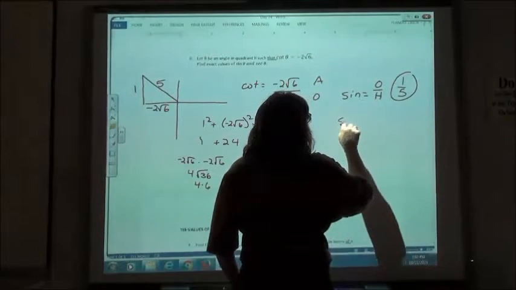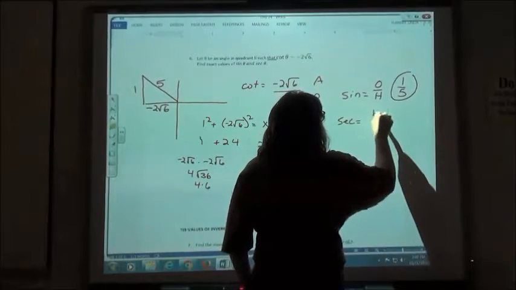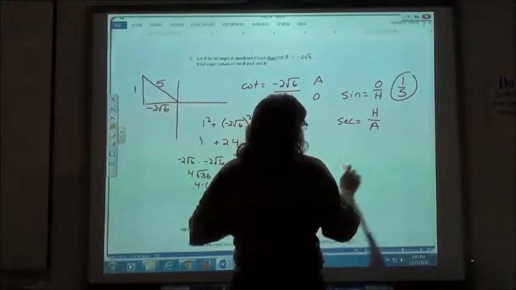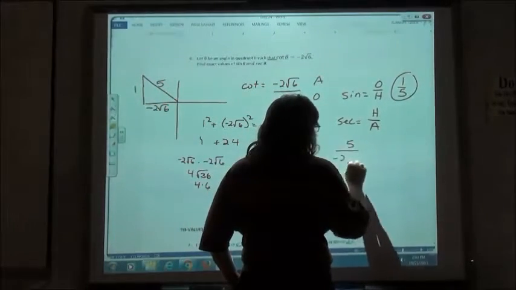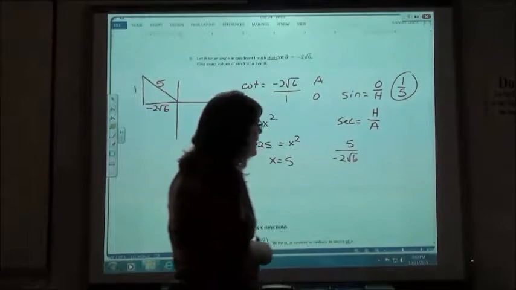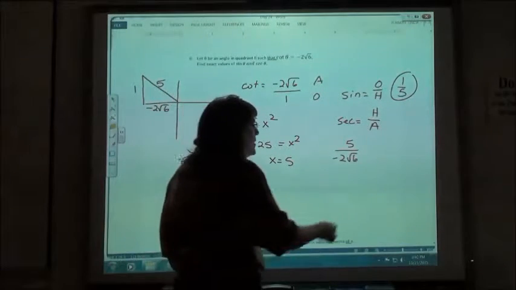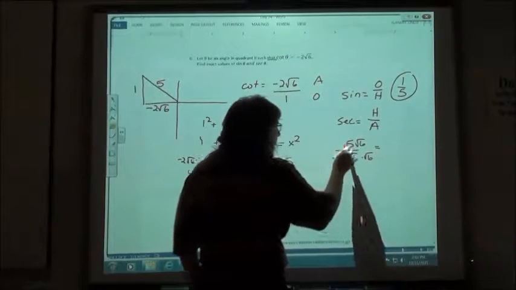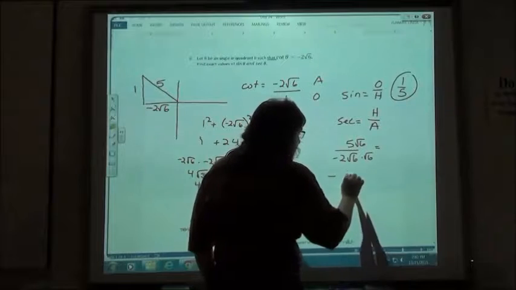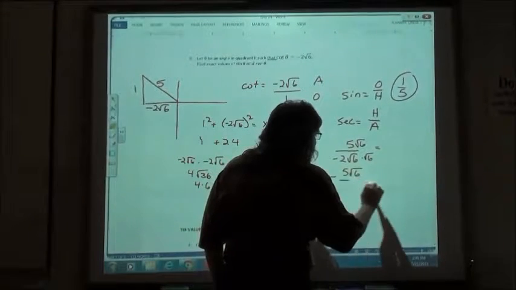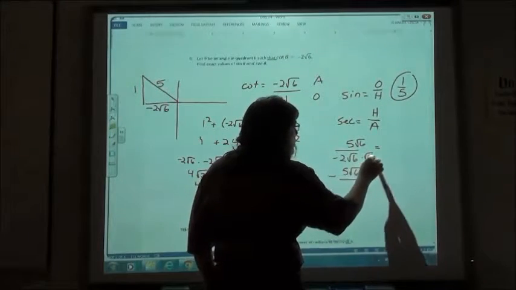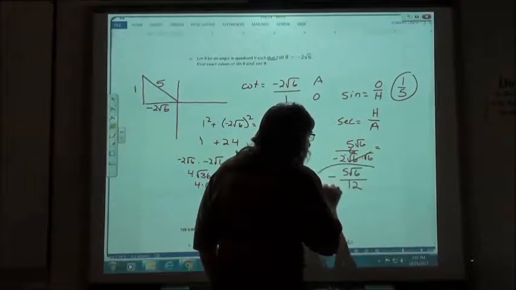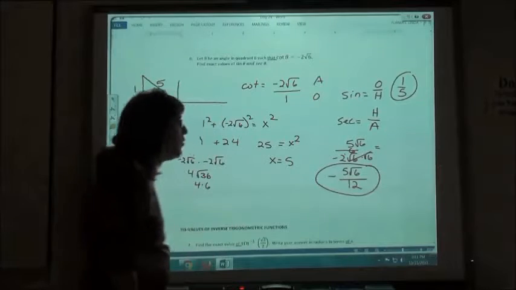And I am going to do the secant. The secant is the hypotenuse over the adjacent. The hypotenuse over the adjacent would be 5 over negative 2 square root of 6. And there's one again I have to rationalize. So I'm just going to multiply by the square root of 6. I have a positive over a negative, so it's going to be negative 5 square root of 6 over the square root of 6 times the square root of 6 is 6. 6 times the 2 is 12. So I get negative 5 square root of 6 over 12.